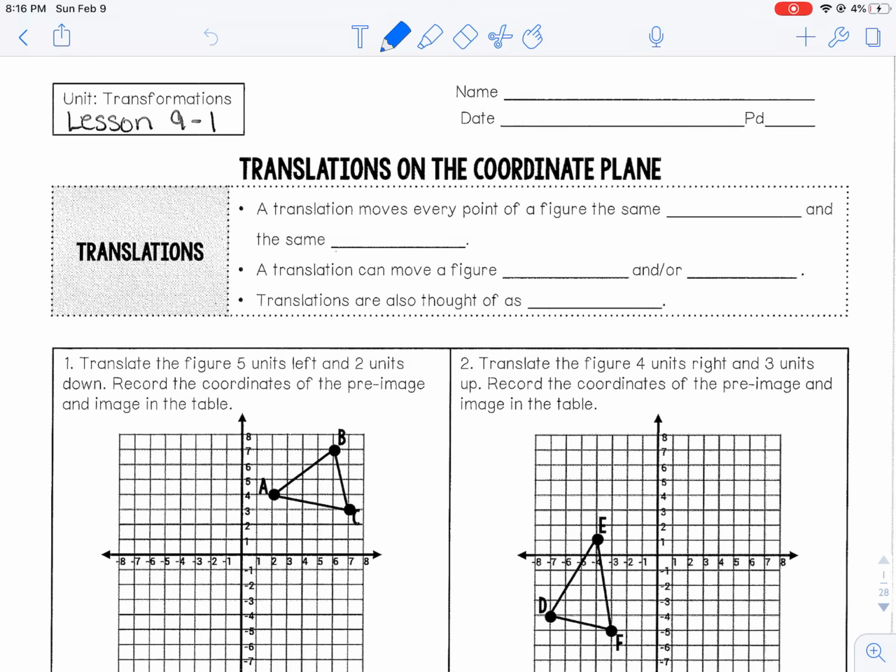Hello everyone, this is Mrs. Henry. We are going to be looking at lesson 9-1, Translations on the Coordinate Plane. This whole unit is about different geometric transformations, and the first one we're going to start with is called a translation. A translation is going to move every point of a figure the same direction and the same distance.